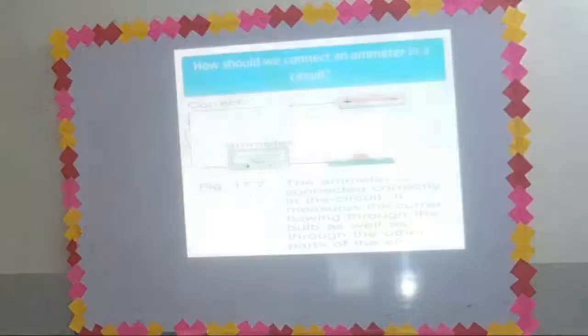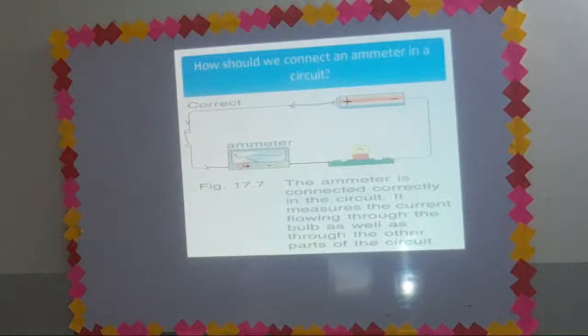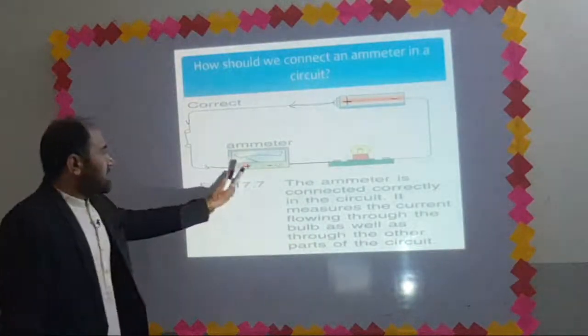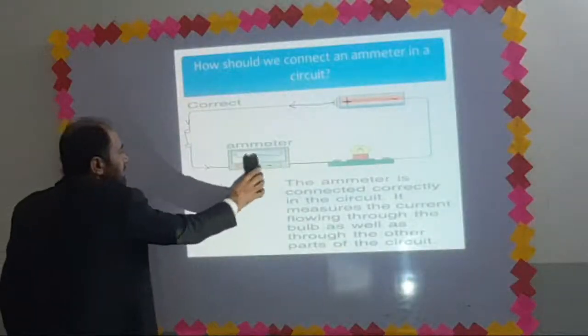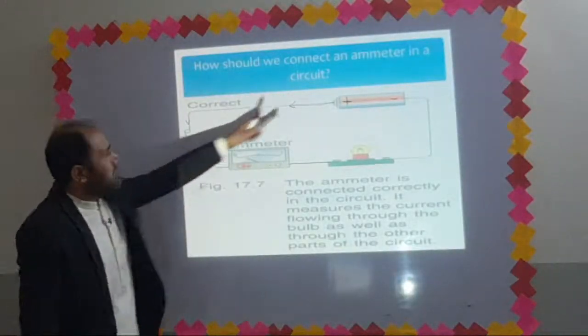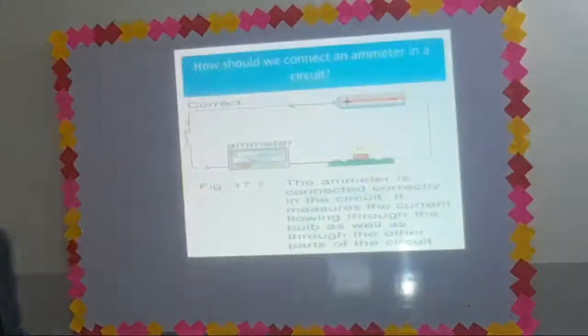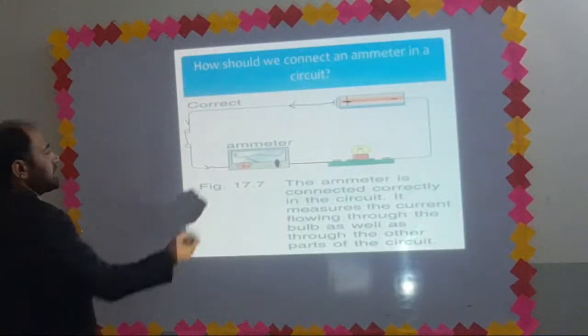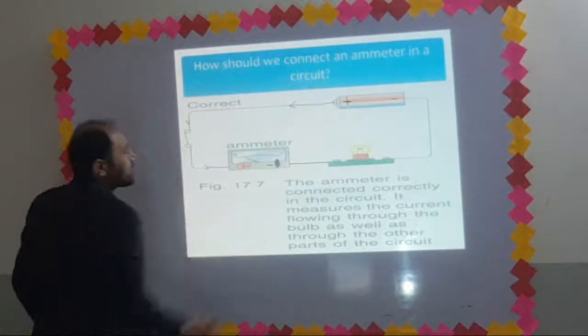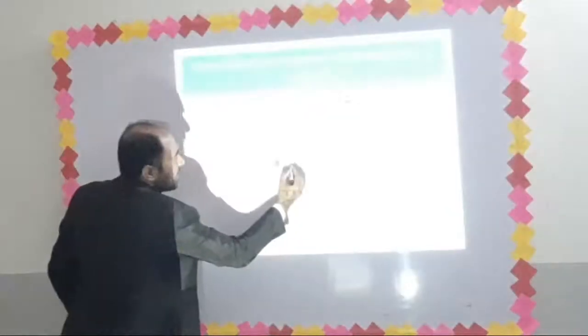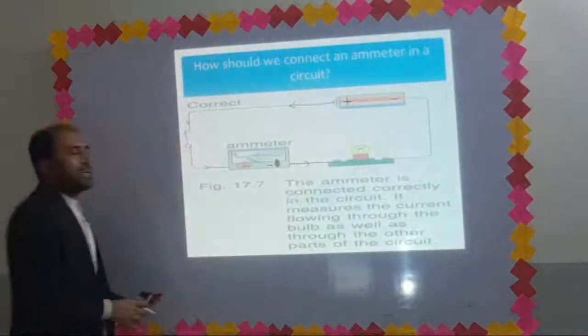An ammeter has two terminals. One terminal is of red color. This red color terminal is positive. It must be connected with the positive terminal of the battery and current must pass through this positive terminal. Another terminal is of black color. This is the negative terminal. Current should leave the ammeter through the negative terminal, which connects to the negative terminal of the battery.